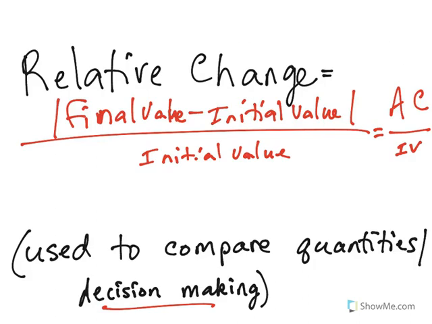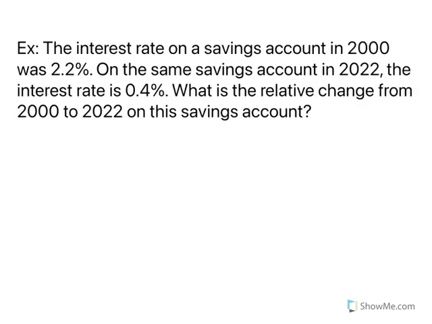Now, before I get to an example, I do want to say that generally we take the relative change and we multiply by 100, turn this into a percent, so that we can talk about percent change. Okay, here we go. The interest rate on a savings account in 2000 was 2.2%. On the same savings account in 2022, the interest rate was 0.4%. What is the relative change from 2000 to 2022 on this savings account?